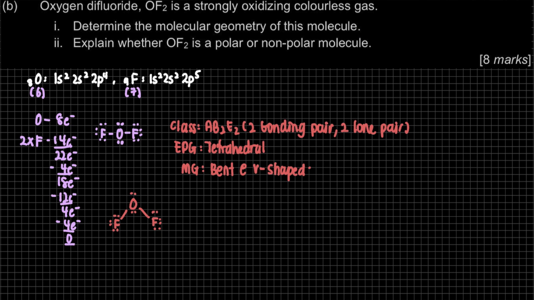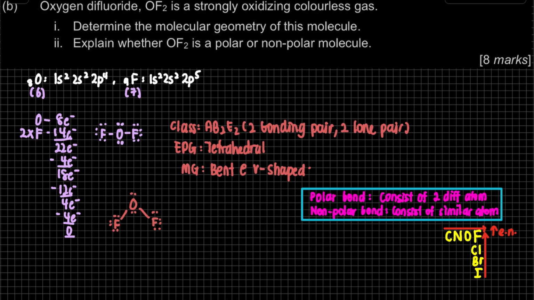Okay, question 2 Roman. Explain whether OF2 is a polar or non-polar molecule. For polarity, if they ask you to explain, there are 3 points that you must discuss. The first point is that you have to mention the bond present. Is it a polar bond or a non-polar bond? Polar bond means it consists of 2 different atoms.